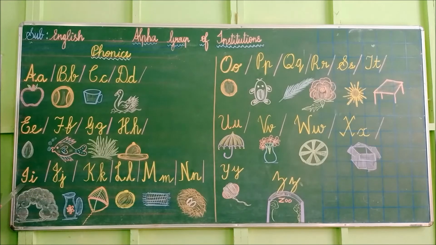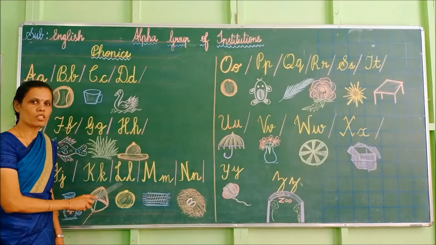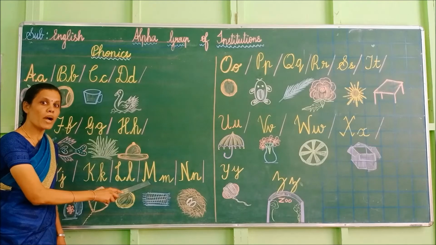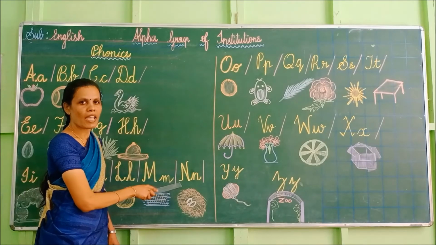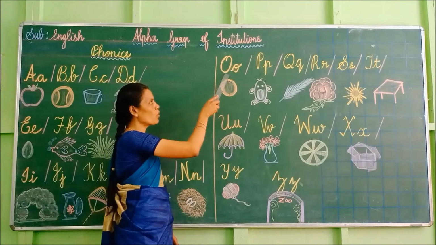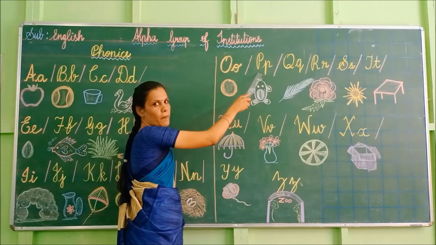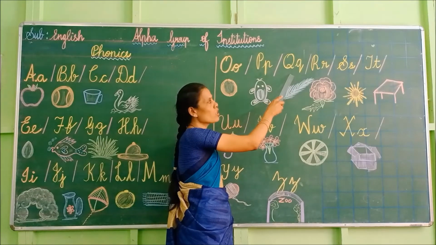I sounds E. J sounds J. K sounds K. L sounds L. M sounds M. N sounds N. O sounds A. P sounds P. Q sounds Q.